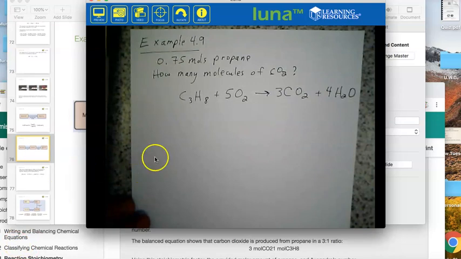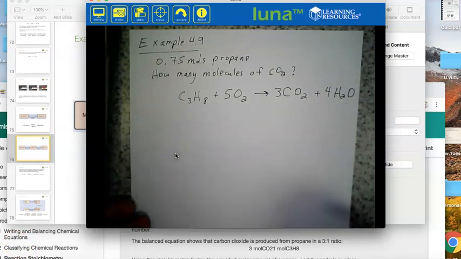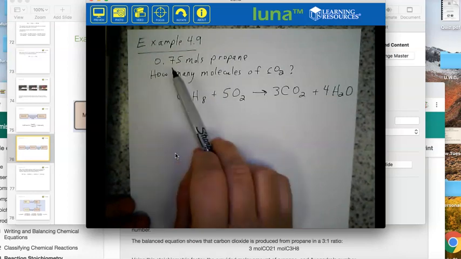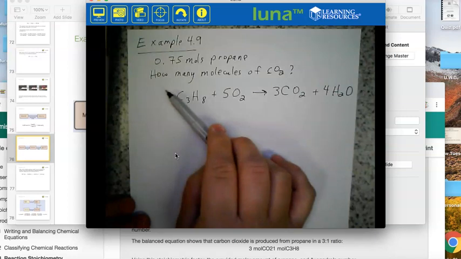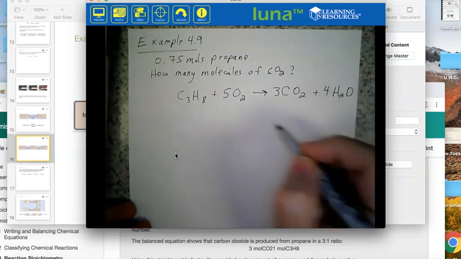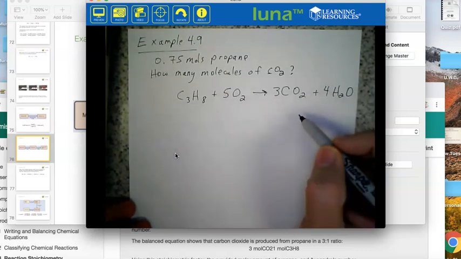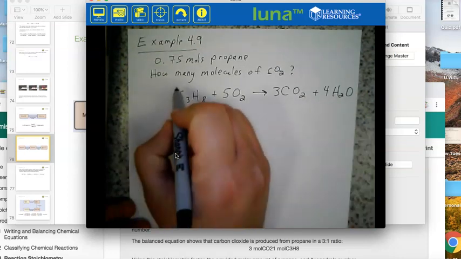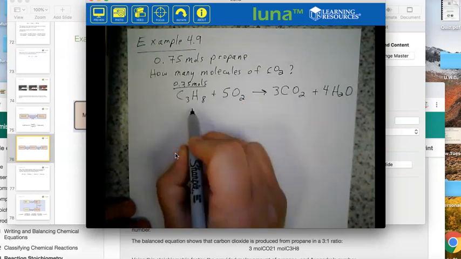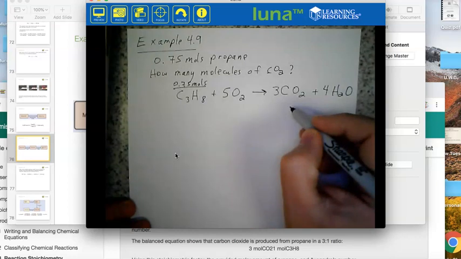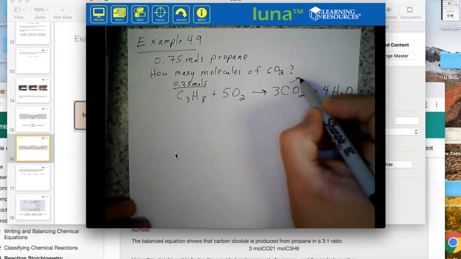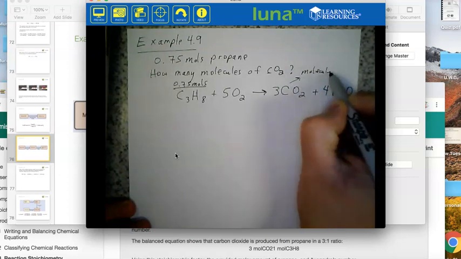Okay, so we're going to start with example 4.9 from your textbook. They give you the number of moles. They have 0.75 moles of propane, and they're asking how many molecules of carbon dioxide. Here's a balanced equation they gave us. What I like to do most of the time when they give us a balanced equation is go ahead and write what I have. So I have 0.75 moles of propane here, and then I'm asked for molecules of CO2.